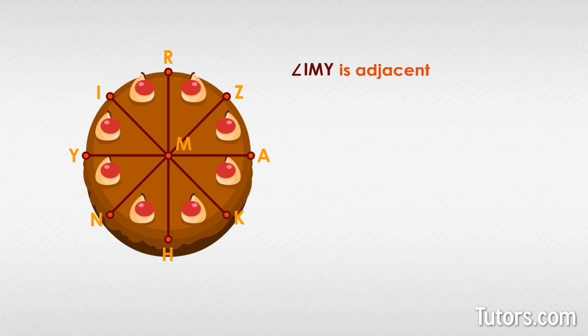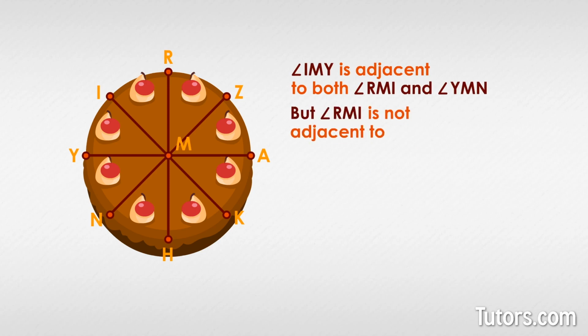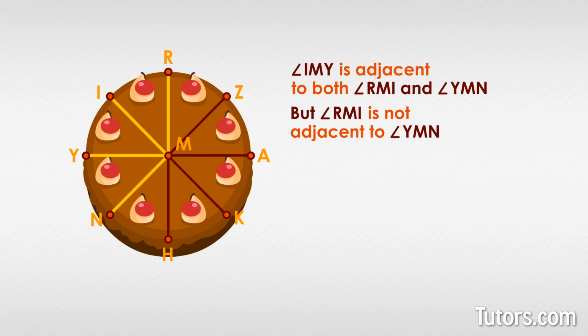Angle IMY is adjacent to both angle RMI and angle YMN, but notice that angle RMI is not adjacent to angle YMN, even if both angles share vertex M. Adjacent angles must share both a common vertex, point M, and a common side. Angle RMI does not share a common side with angle YMN.